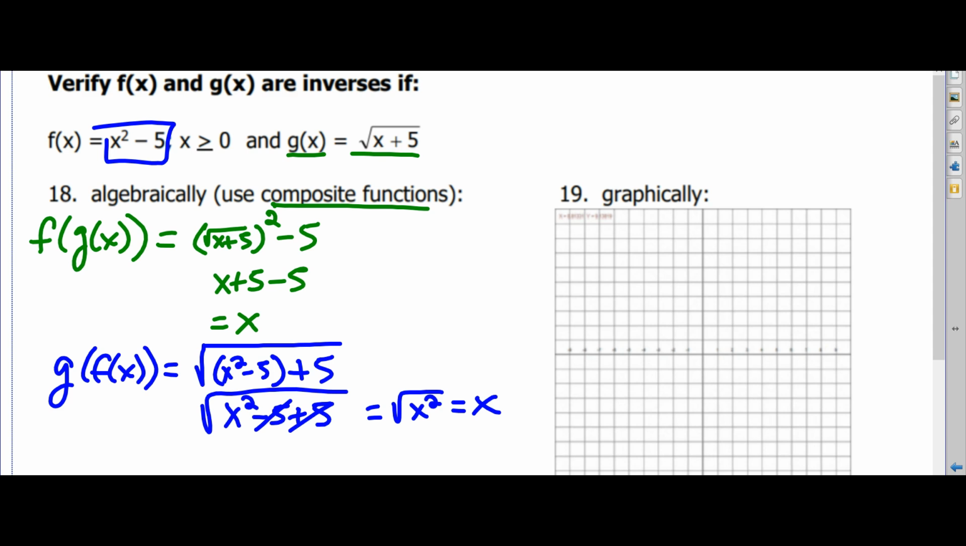Now we learned that graphically, a function is an inverse if it is reflective over the line y equals x. So we should see if we graph these, there should be a reflection over y equals x. And so I'm going to graph x squared minus 5. So remember, minus 5, it's the parent function of the parabola here. And we're going to shift it down 5. So I'm going to go down 1, 2, 3, 4, 5. And I'm just going to pretend like that's the origin. Go over 1, up 1. Go over 2, up 4. And then go over 3, up 9.